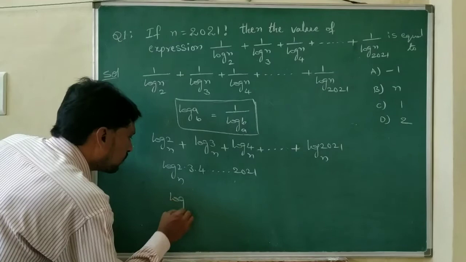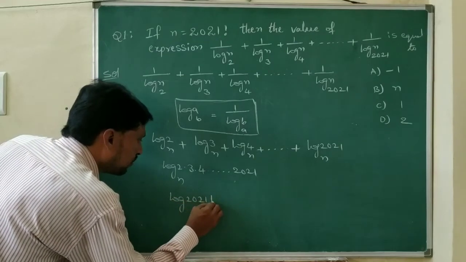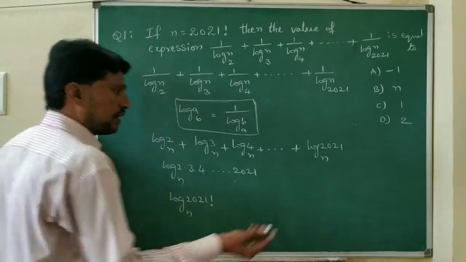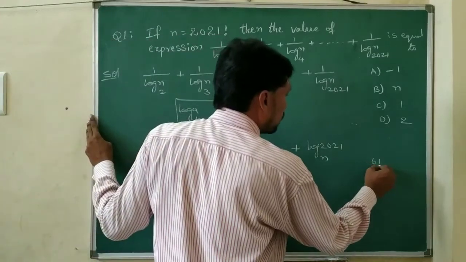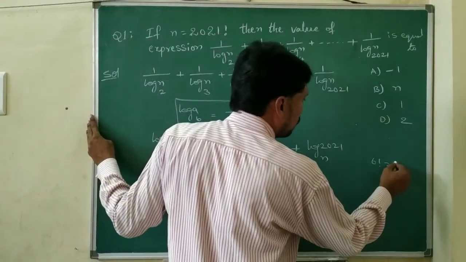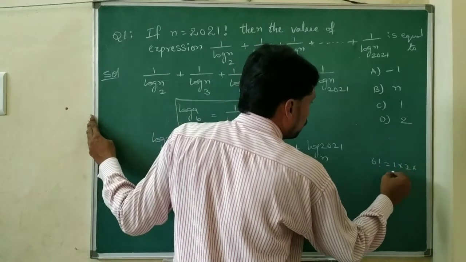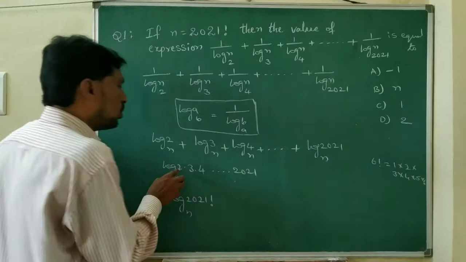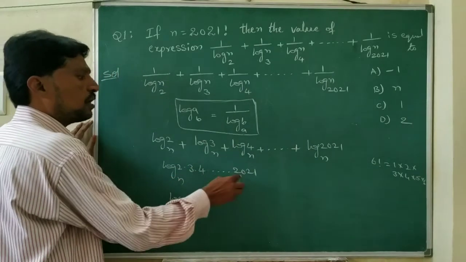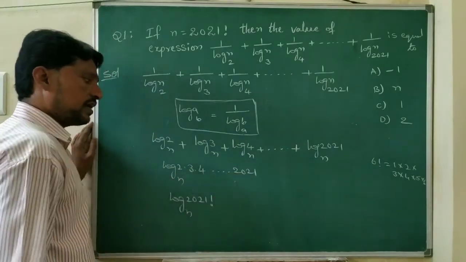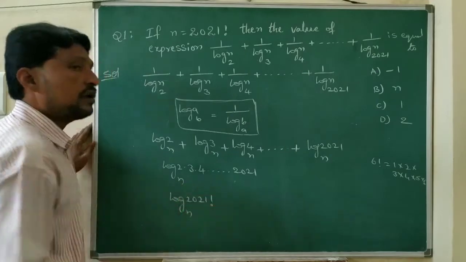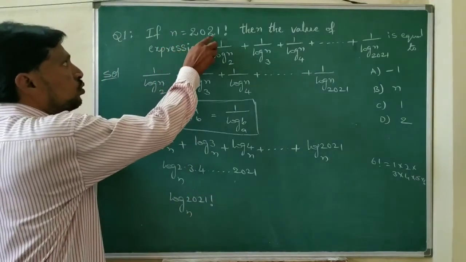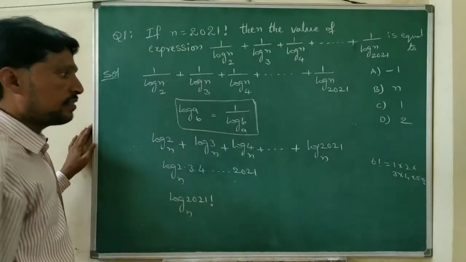So that one we can write as log 2021 factorial, base n. For example, 6 factorial, how do we write it? 1 into 2 into 3 into 4 into 5 into 6. Like that, 2 into 3 into 4 so on up to 2021 we can take as 2021 factorial. And for us, n equals 2021 factorial is given.